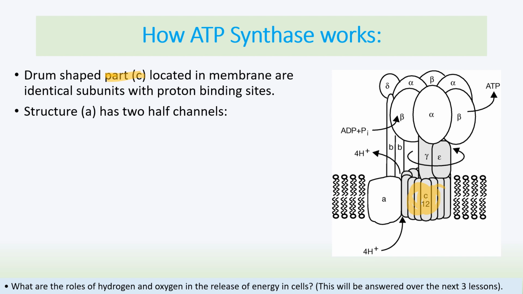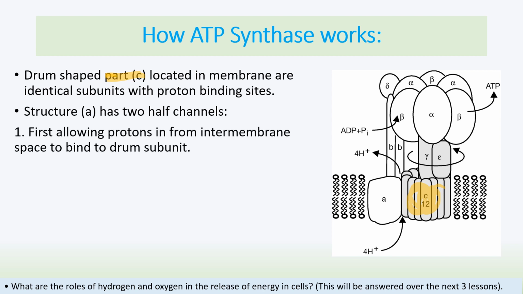The rest of the structure has 2 channels. The first allows protons in the intermembrane space to bind to the subunit. So you can see here the alpha structure down here, which allows the protons in the intermembrane space to bind to the drum subunit, and the second allows the protons to exit to the matrix. Again, the second will be up the top here.